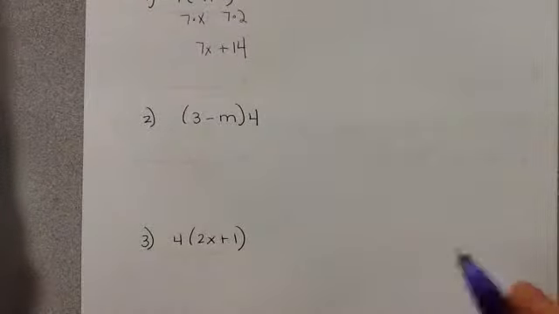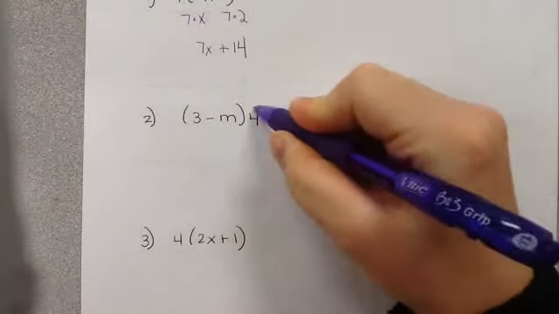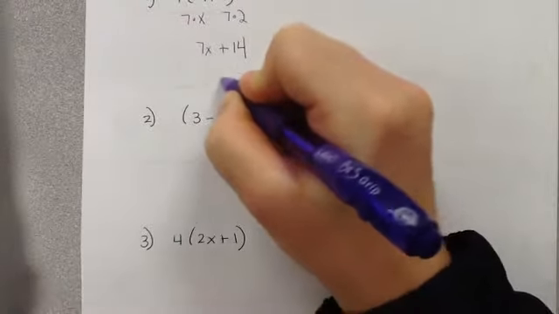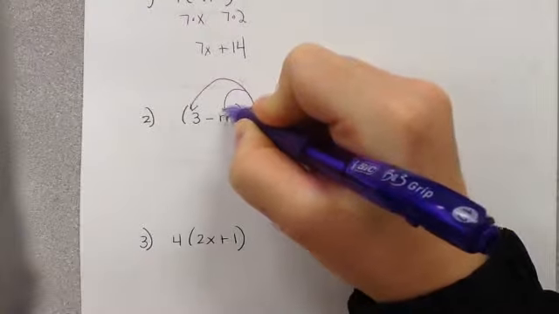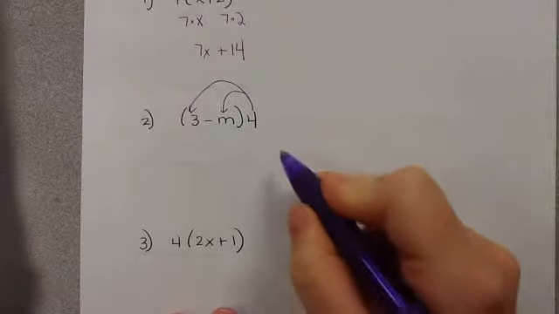Number 2 is the same thing, it just looks a little different. This time our value is to the right. We're going to still do the same thing. 4 times 3, 4 times a negative m or a minus m. Go ahead and simplify that. Let's see how you did.